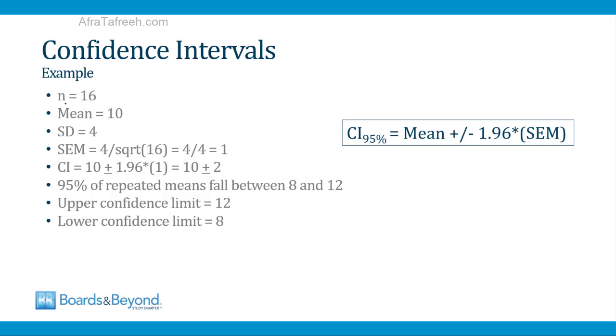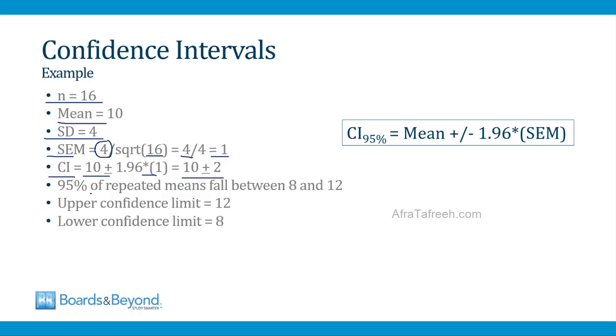So let's imagine we have a data set with 16 samples. The mean value for the samples is 10 and the standard deviation is 4. Well, as we talked about earlier, the standard error of the mean is going to be equal to the standard deviation divided by the square root of the number of samples, which is 16. That works out to 4 over 4, or 1, for the standard error of the mean. The confidence intervals, therefore, are the mean, which is 10, plus or minus 1.96 times the standard error of the mean, which is 1. And this works out to essentially 10 plus or minus 2.